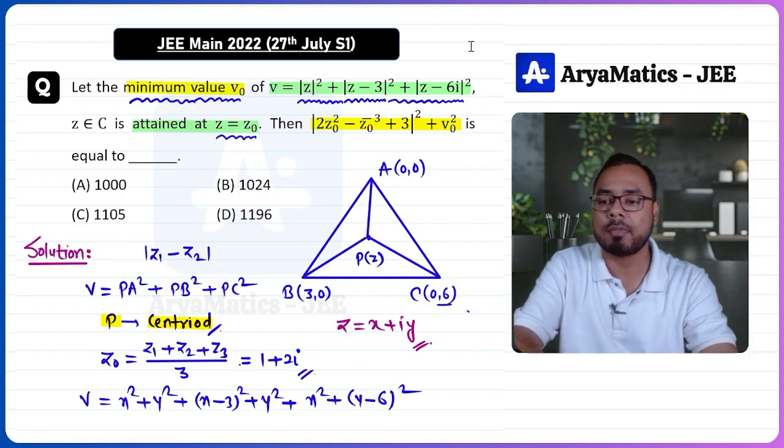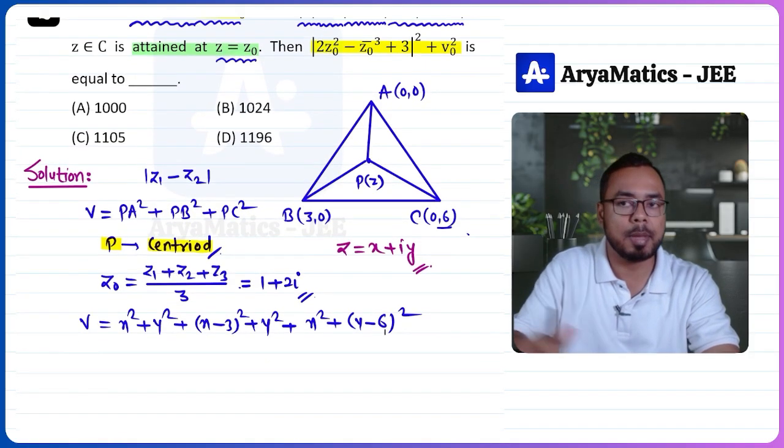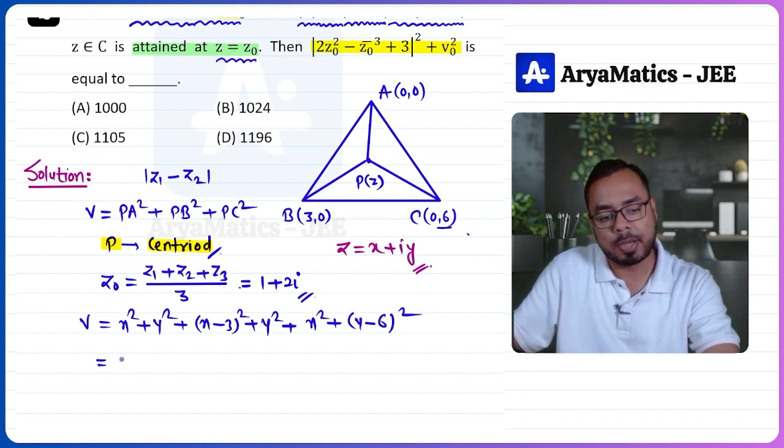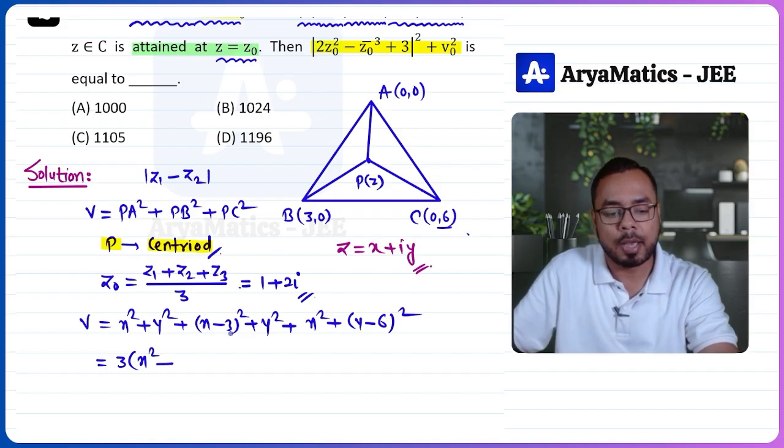This is the expression for V. And now you can make a perfect square. I mean, you can take 3 common from the x square term, so you will get x square, and from here you will get 2x. For creating a perfect square, you can do plus 1 minus 1.